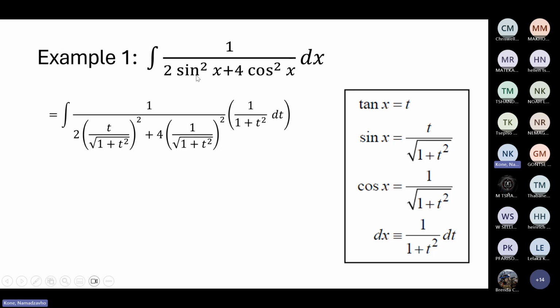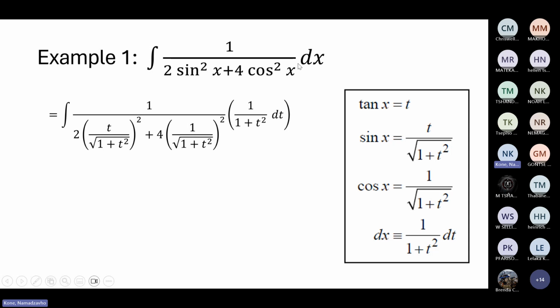Now, in the next step, it's just a matter of substituting equal quantities. The first quantity that we substitute is sine x, which equals t over the square root of 1 plus t squared. That is put here inside a bracket, and the power 2 is the square for the sine. You do the same: your 2 is still there, which is the coefficient of sine squared. Your 4 as well is there.